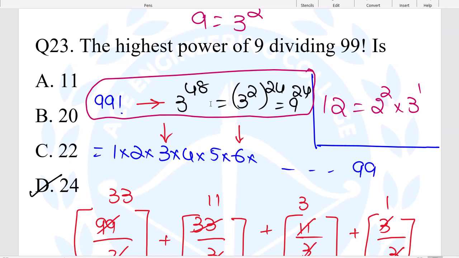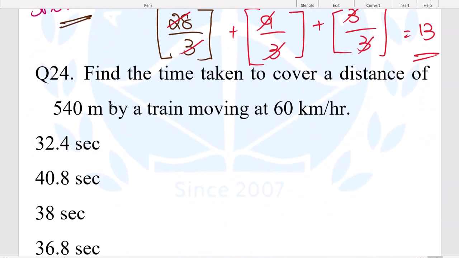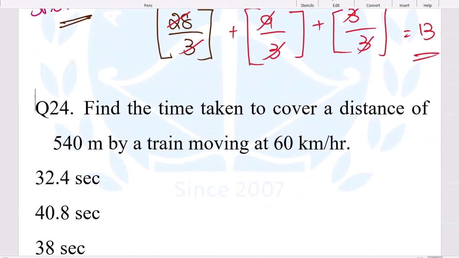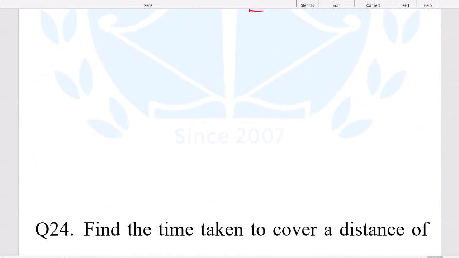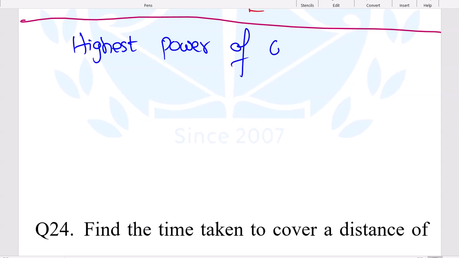What is the highest power of 6 in 99 factorial? Is 6 a prime number? No. My question is that. I hope if you are ready with this, now your brain will think some new points. Listen, highest power of 6 in 99 factorial. Don't divide by 6 directly. Why? Yeah, it's not a prime number.